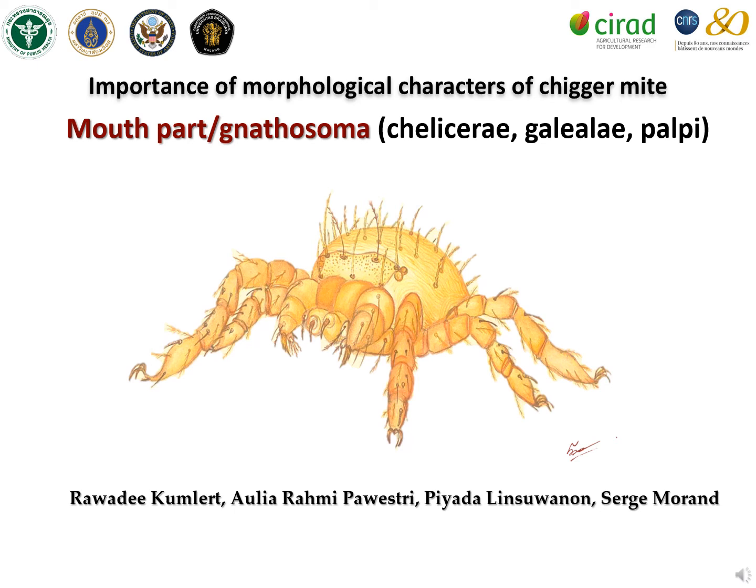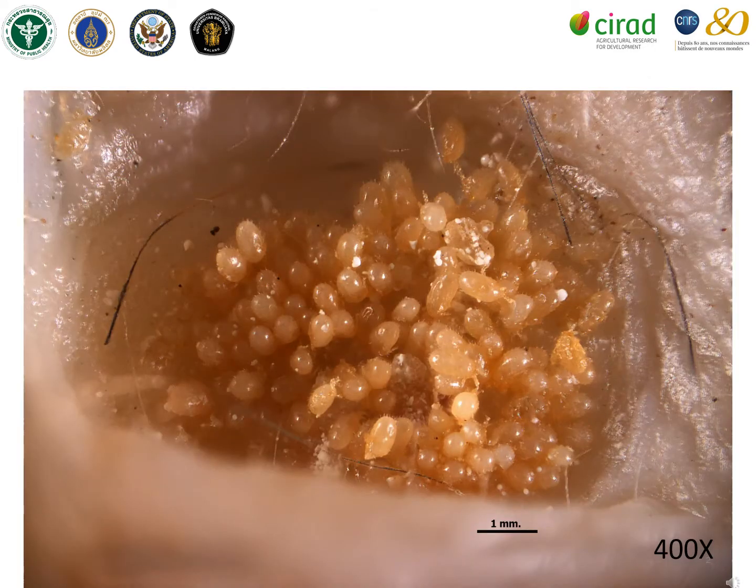This time we will start discussing the morphological identification of chigger mites. In this first series of identification, we will start with the chigger's mouthpart, also known as the gnathosoma. Chiggers are often found in clusters. This figure depicts clusters of chigger mites inside a rodent's earlobe.